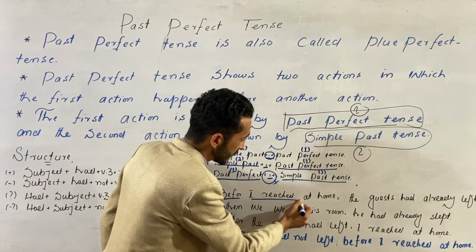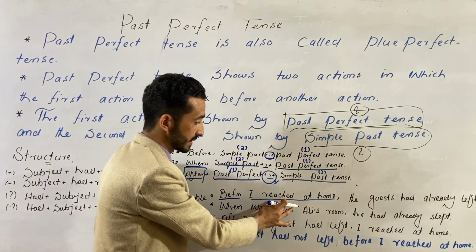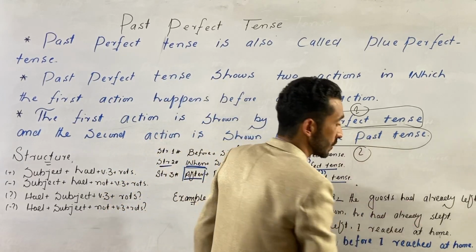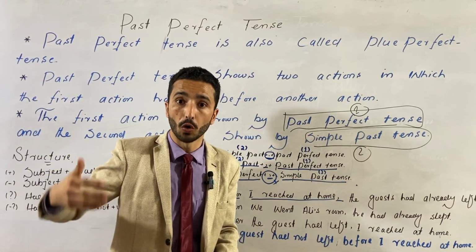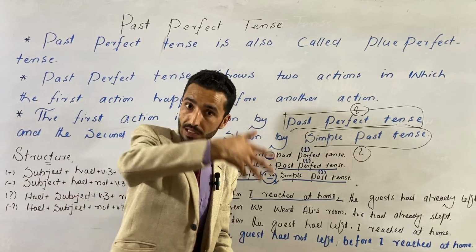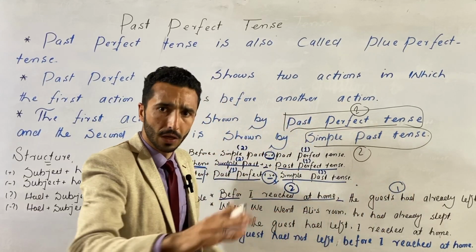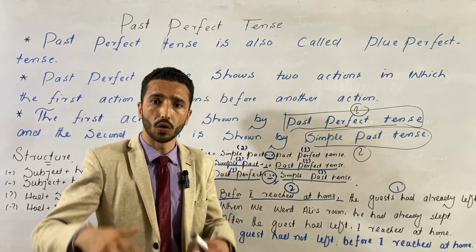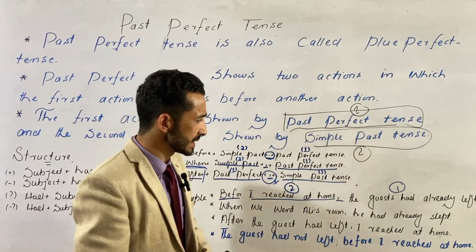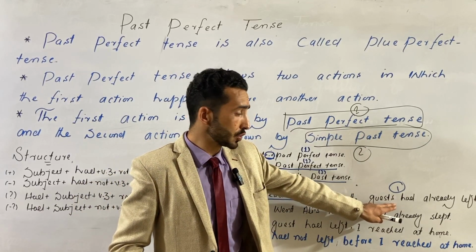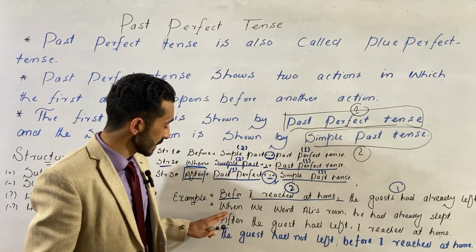Look, before I reached at home. Clear? Before I reached at home, this is simple past tense. Then comma, the guest had already left. Is it clear? So look, before I reached means I reached at home later. First the guest had left. This action happens second and this action happens first. You may also change the structure like, the guest had already left before I reached at home. Is it clear? But keep the point that past perfect tense shows the first action and simple past shows the second action. Clear? Then come to the second example.